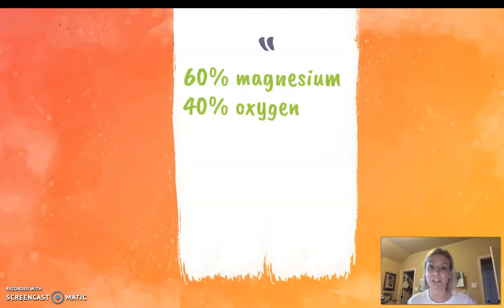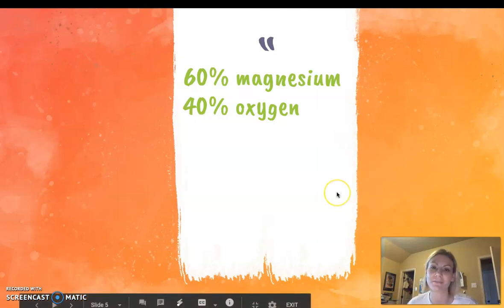The next problem we're going to do has 60% magnesium in it and 40% oxygen. So take a moment and on a scratch sheet of paper, calculate what would be the empirical formula based on these percentages.